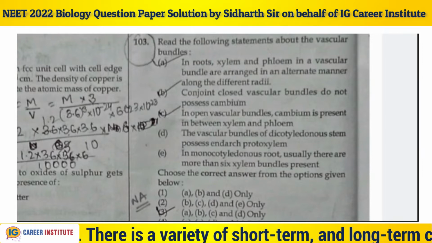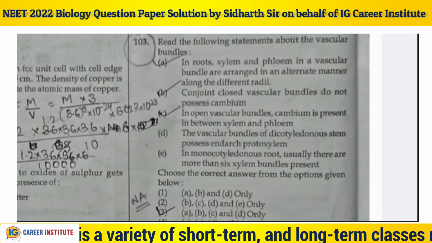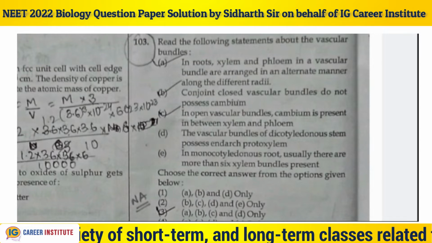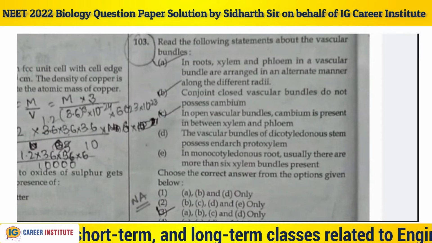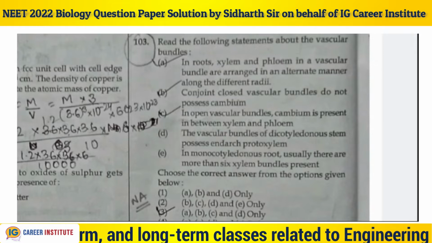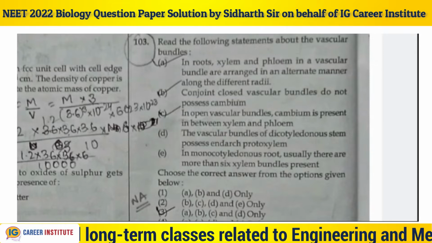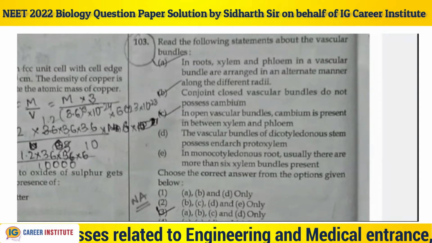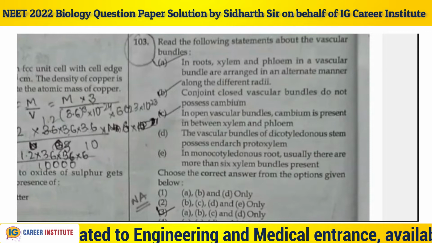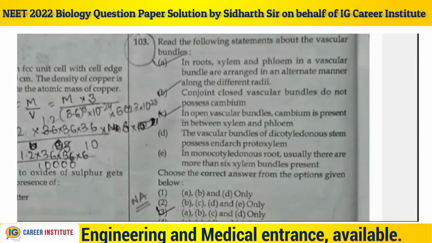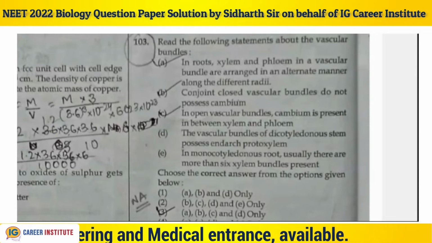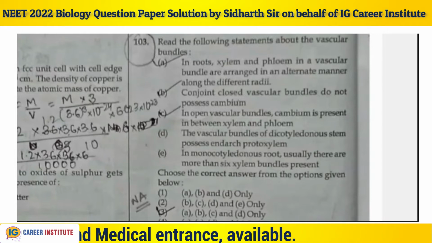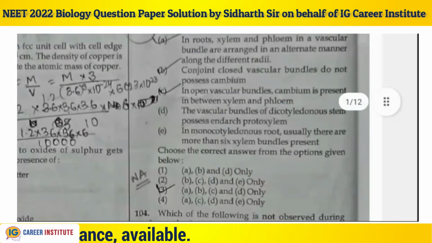Option C. In open vascular bundles, cambium is present in between xylem and phloem. Again, direct line from NCERT, so it's fully NCERT based. Then option D. The vascular bundles of dicotyledonous stem possess endarch protoxylem. So yes, stem means endarch, roots exarch, again NCERT. E. In monocotyledonous roots, usually there are more than 6 xylem bundles present.